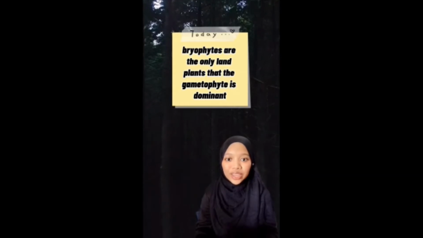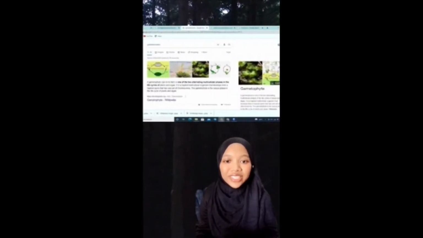Bryophytes' bodies are covered by a cuticle, which is interrupted in hornworts and mosses by stomata, and they also have apical tissue that produces complex tissue. Do you know bryophytes are the only land plants in which the gametophyte is dominant? Wait, gametophyte? What is that? The gametophyte is the dominant life phase in the bryophyte.